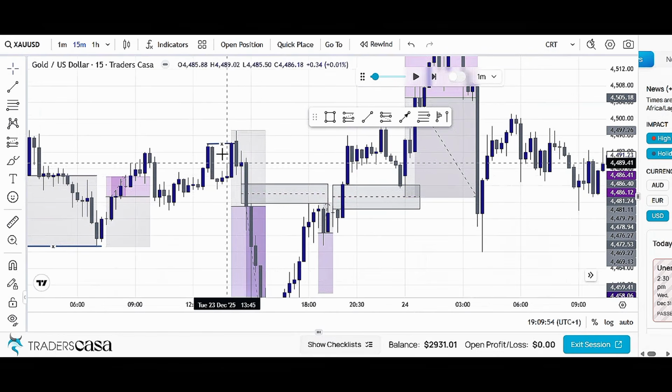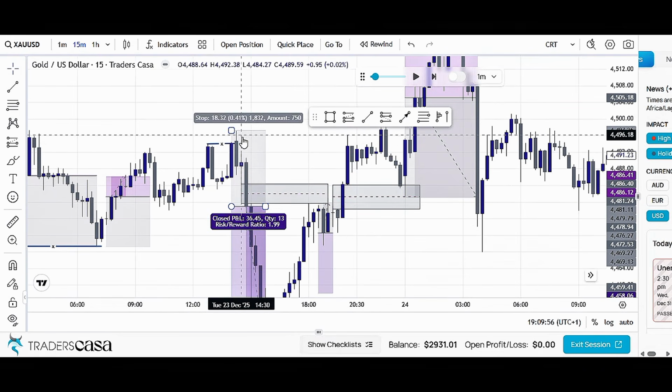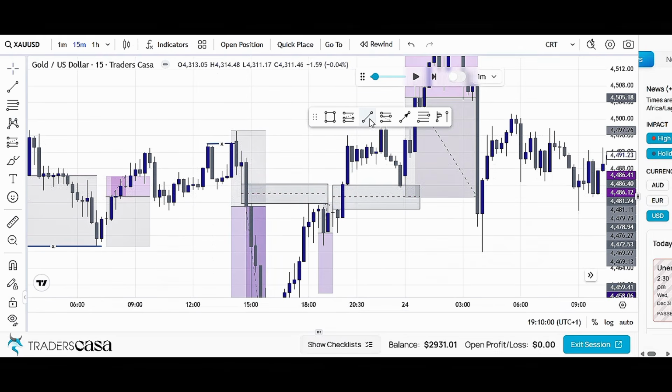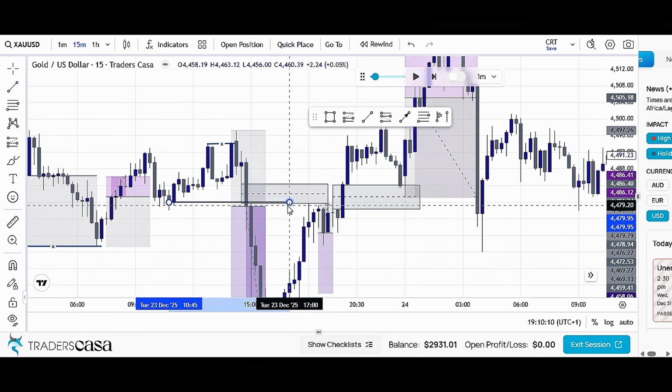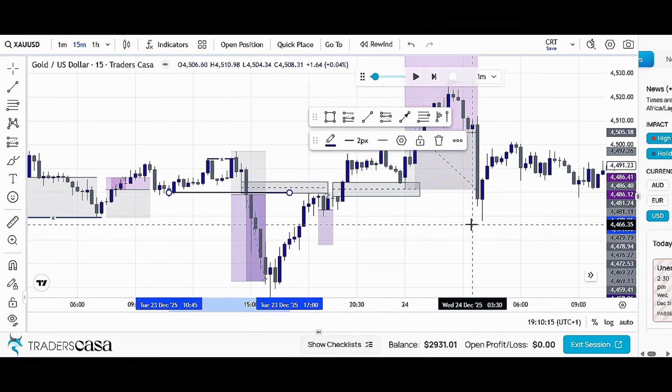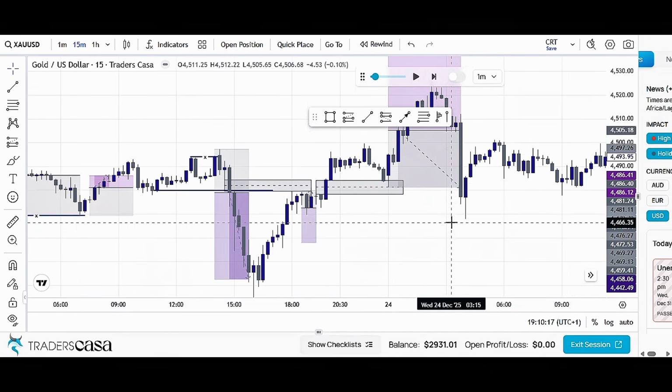Here now you can see price took out this high, went down. I did not enter here. I waited for price to actually take out, I think that was this one. I did not wait for this. I waited for price to take out this one instead, which is the low of the previous candle, and then I hit my full TP. That is it about that. The video is already too long, so let me cut this here.